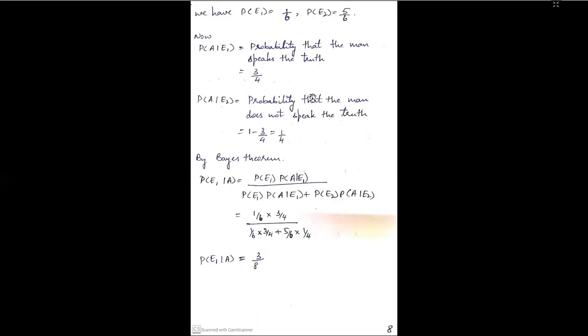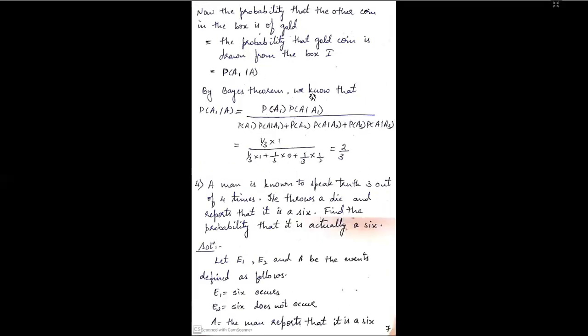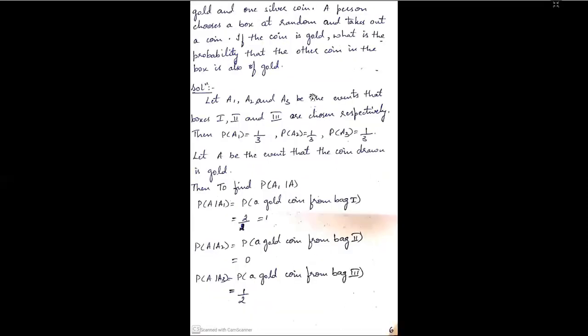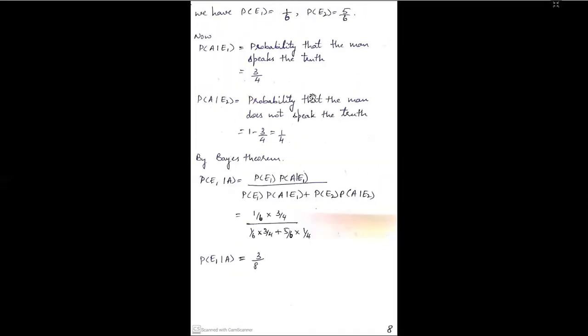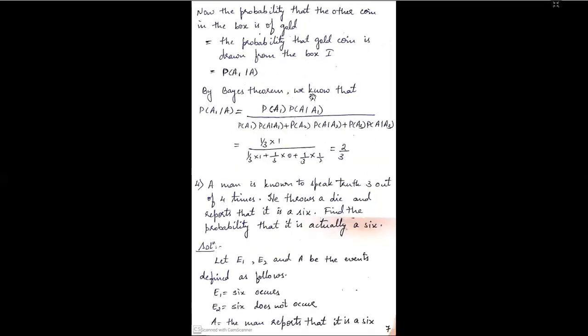Some more problems can be done based on Bayes' theorem, and the same procedure follows. You need to first find out what the disjoint events are and what the one event is under which the problem is being solved. Looking into it, you can do some more problems based on Bayes' theorem.